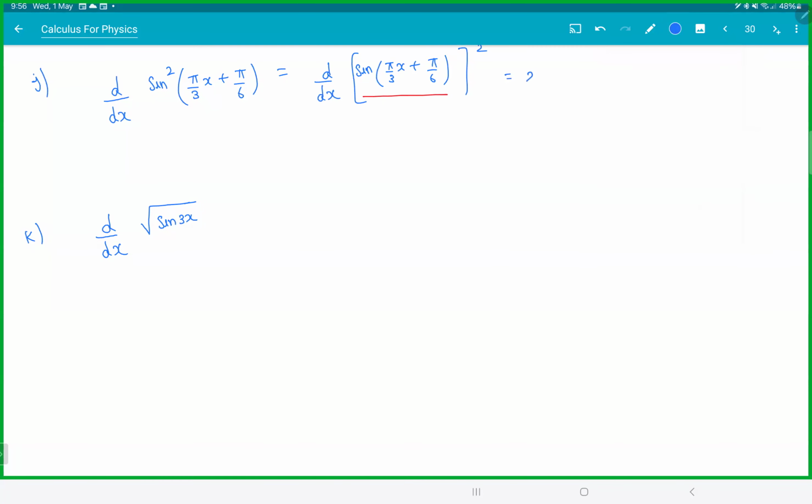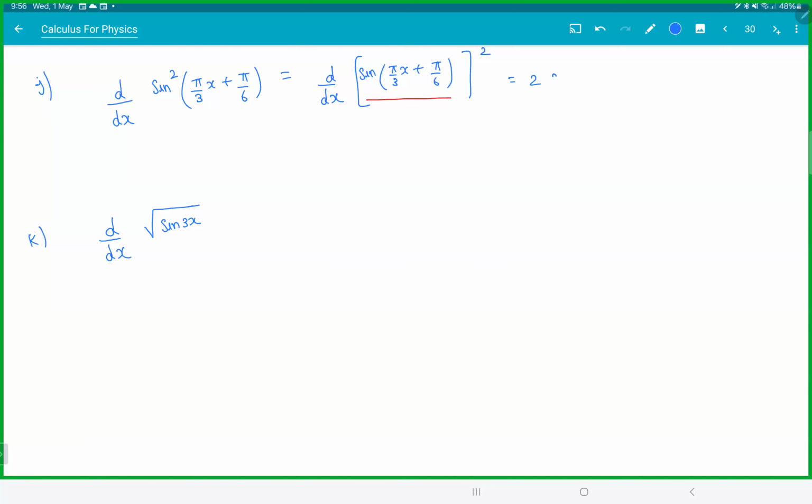So this is 2 into that some function, which is sine of pi by 3x plus pi by 6, to the power 2 minus 1, and then differentiate whatever is inside. So we have to differentiate now that sine function, pi by 3x plus pi by 6. So this is 2 sine of pi by 3x plus pi by 6.